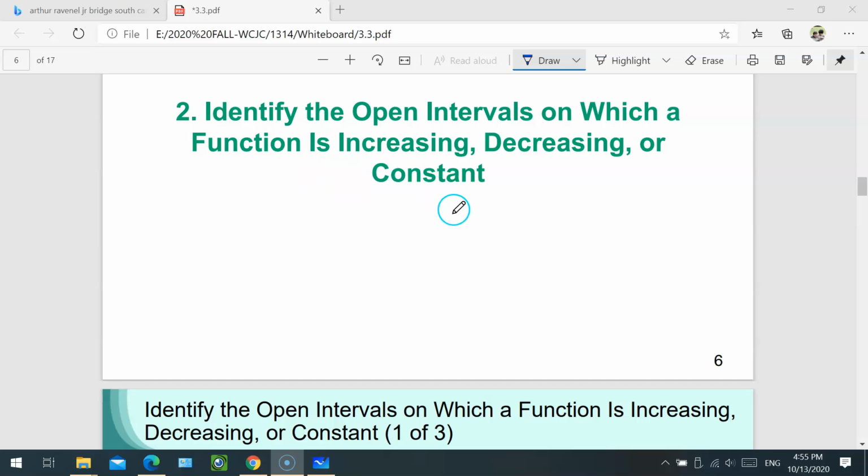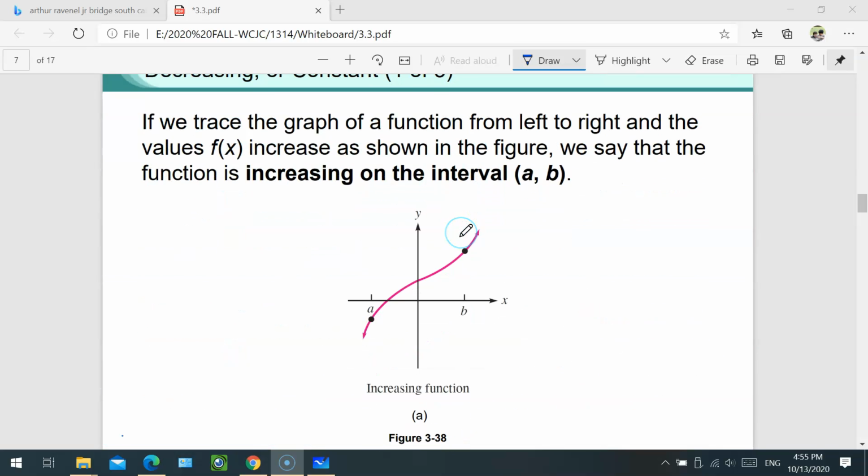Identifying the open intervals on which a graph is increasing, decreasing, or constant. If we trace the graph of the function from the left to the right, always from the left-hand side of the graph toward the right-hand side, when you are looking for the increasing or decreasing interval.